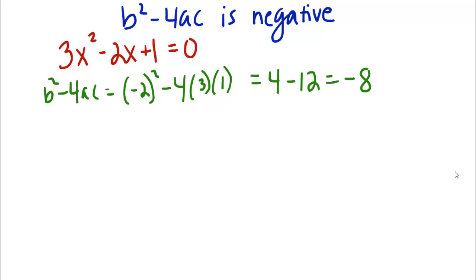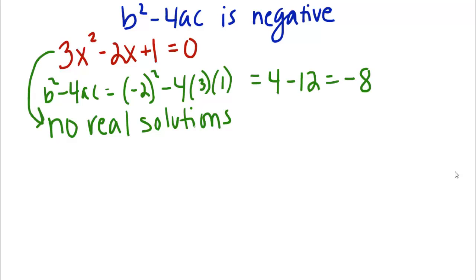Our discriminant is negative, which means we're going to end up with a negative 8 underneath the radical if we try to use the quadratic formula. So I know that there are no real solutions to this quadratic equation. We do have something called complex solutions, but we haven't yet talked about that number set. So for now, we can say that this quadratic equation has no real solutions.